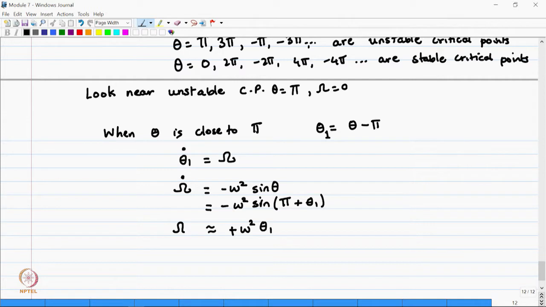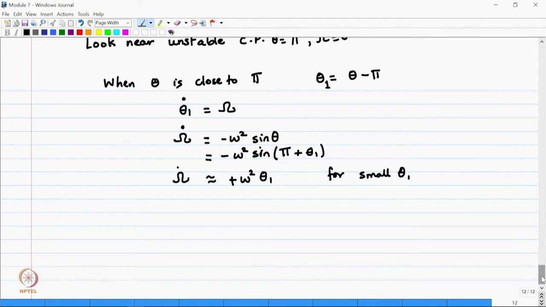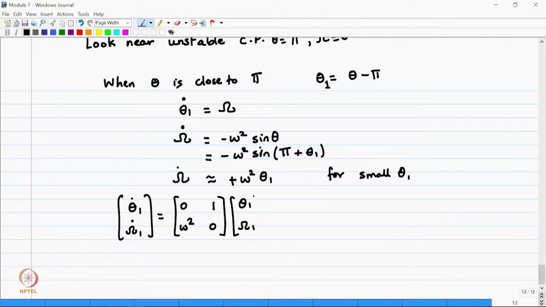So for small theta 1, theta 1 is the difference of theta from pi, and since this is small, I can do this sort of expression, and now I have a linear equation. I have theta 1 dot, omega 1 dot equal to the matrix 0, 1, omega square, 0 acting on theta 1, omega 1. This procedure is called linearizing this equation.